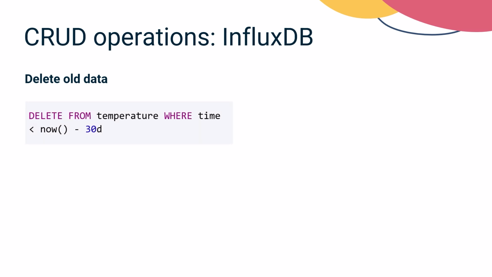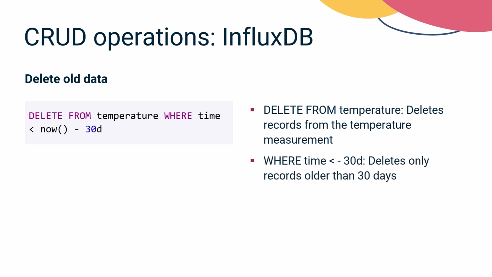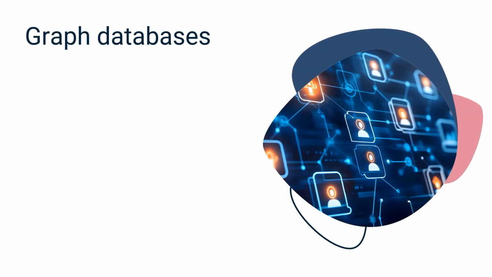This query deletes all records older than 30 days. Delete from temperature deletes records from the temperature measurement. The where time less than 30D condition deletes only records older than 30 days, and now represents the current timestamp. Now that you are familiar with time series databases, let's dive into graph databases.